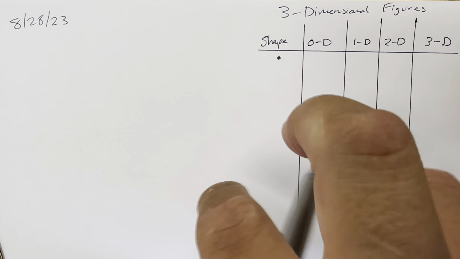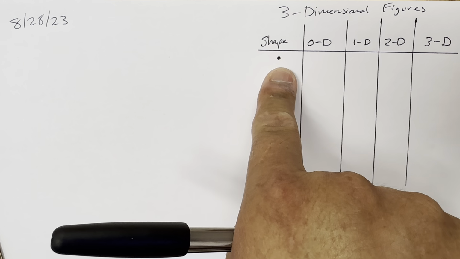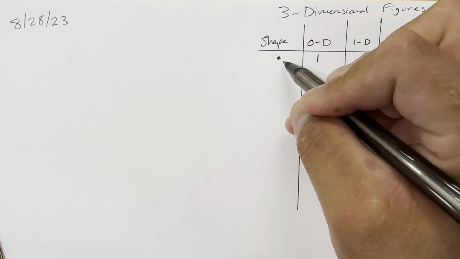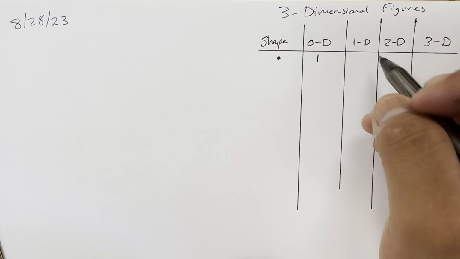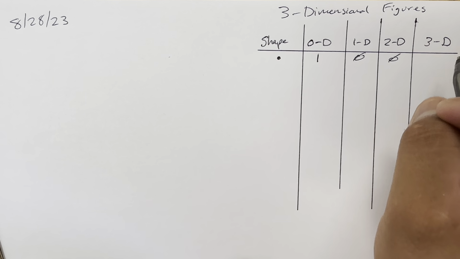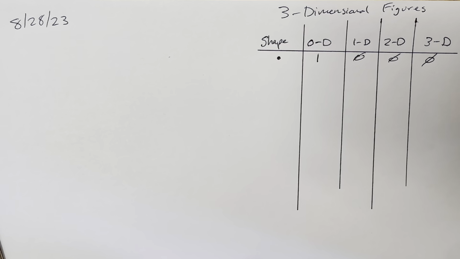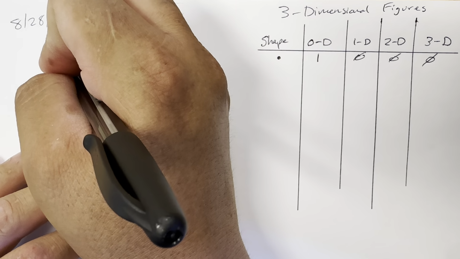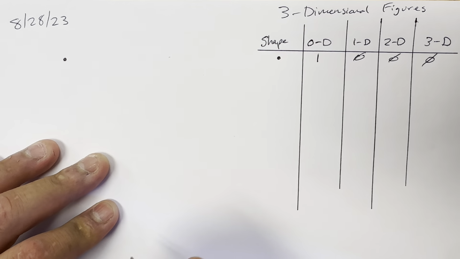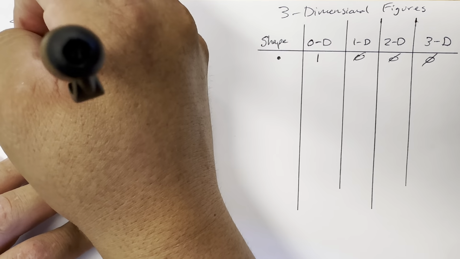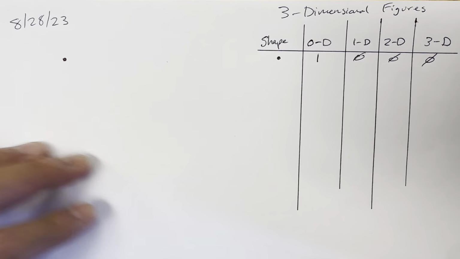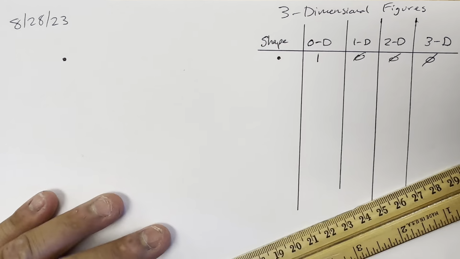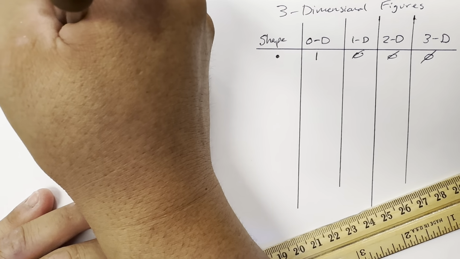Now in this case, we do have this little dot there. So we have one 0 dimensional because it doesn't have a height, a width, or depth. So we have no 1 dimensionals, no 2 dimensionals, no 3 dimensionals. It's just 1 zero-dimensional. So on this side, I'm just going to draw that vertex. Everybody say vertex. Say the word vertex. Vertex. All right, so a vertex is just a single point.